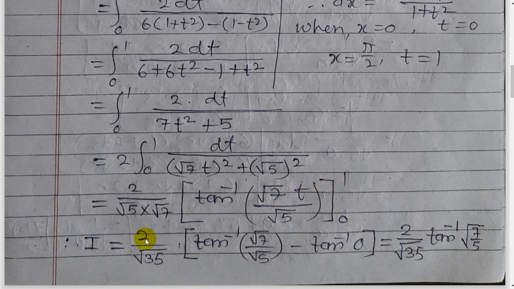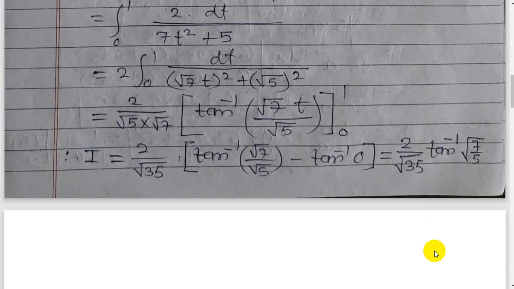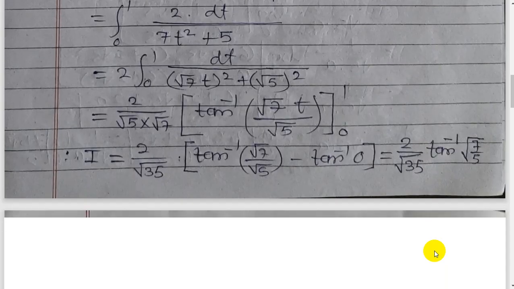Therefore, I equals 2 upon root of 35 [tan inverse root 7 into 1 upon root 5, that is root 7 upon root 5, minus tan inverse root 7 into 0 upon root 5, that is tan inverse 0]. But tan inverse 0 is 0. So no meaning of this part because this will be 0. So here it is 2 upon root of 35 into tan inverse square root of 7 upon 5. And this is the final answer for question number 2.